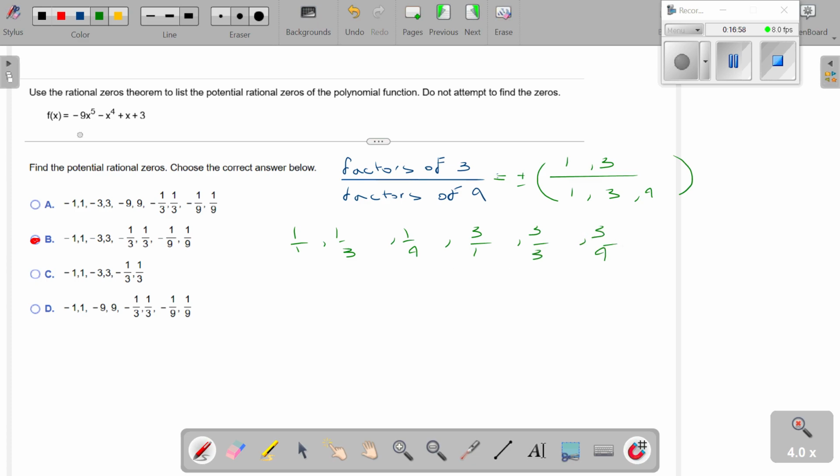Make sure you remove the ones that are repeated. 3 by 3 is 1, which is already here. 3 by 9 is 1 over 3. That is already here as well. So we don't need them, and we're going to write these, but consider the positive and negative, and that's the answer. Notice that for this question, you cannot use your calculator because the question is asking us to use the rational zero theorem. So you have to show your work on your test. You have to do all these. Do not just directly use your calculator.